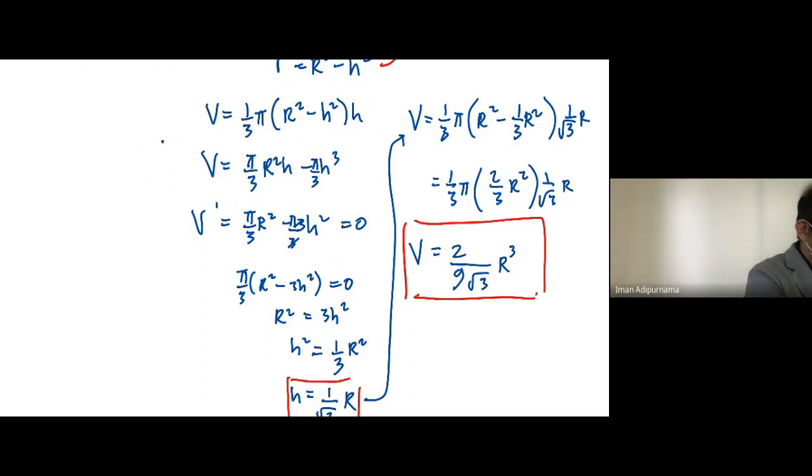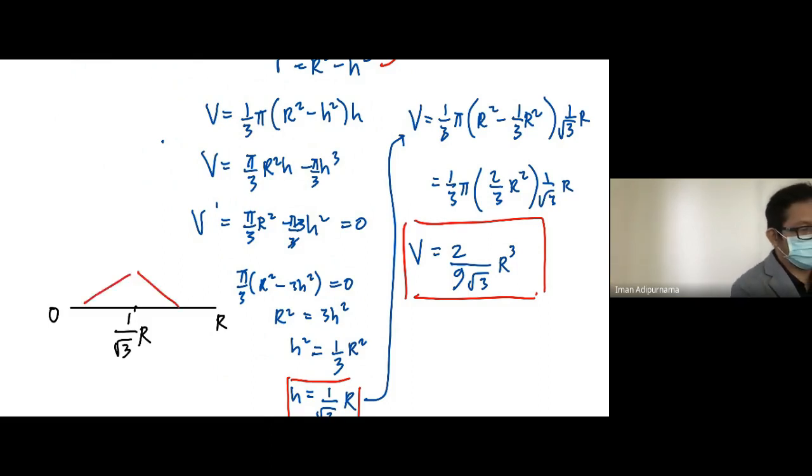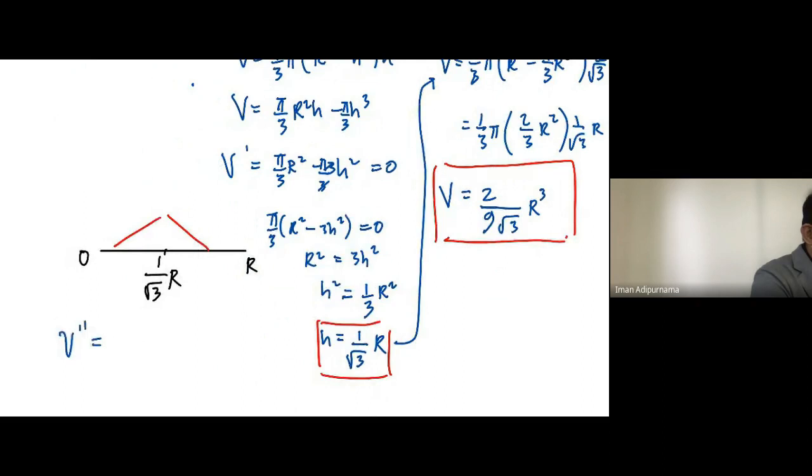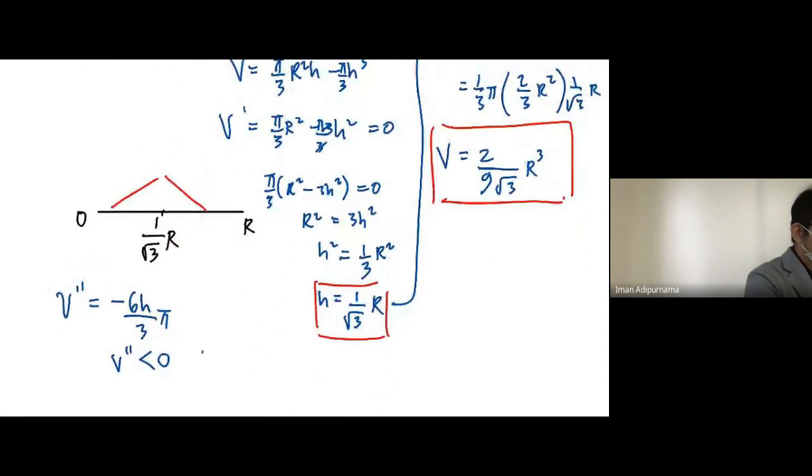But if you also want to check the interval here, like 1 over square root of 3 r from 0 to r, I think this will result in the maximum. Or you can check the concavity. This will result in negative 6h times pi over 3. So it is negative, less than 0, so you will have concave downwards.